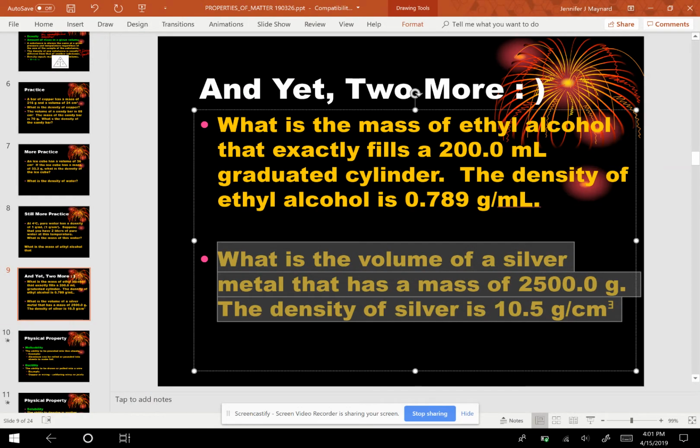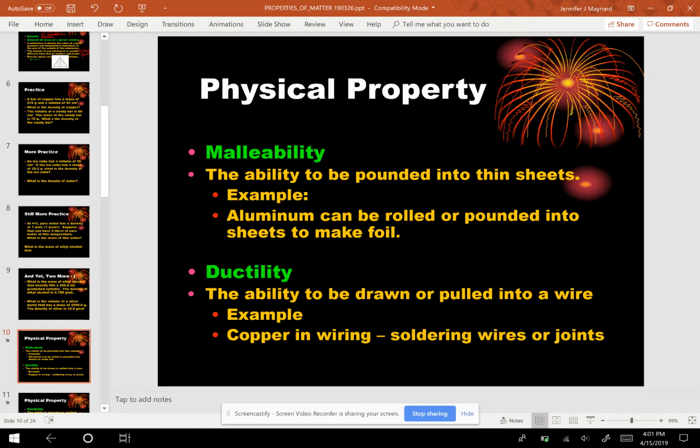All right, so we're back again for part 4. We just finished this slide and answered this question about how to solve density problems. So I hope that you have a really good idea of how to solve density problems. Here we're going to talk about some physical properties.